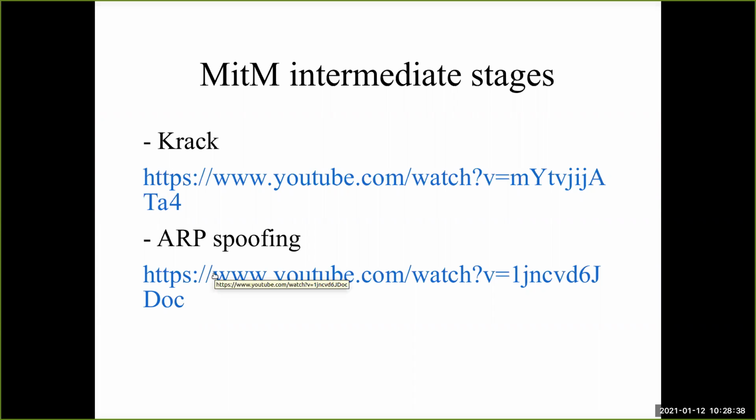So the second method is called ARP spoofing. Now I'd like to tell you about ARP spoofing, because it's closely connected with the topics we had last time. The ARP protocol is used to discover hosts which are present in a local area network.